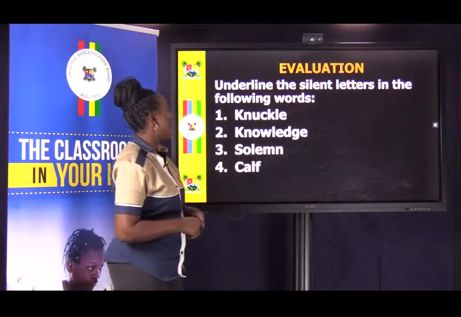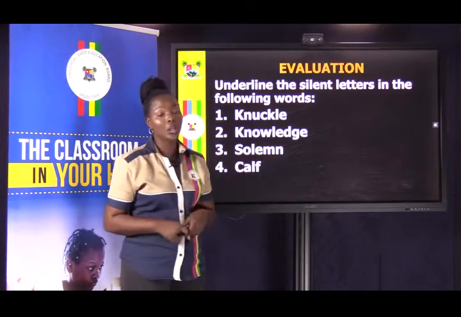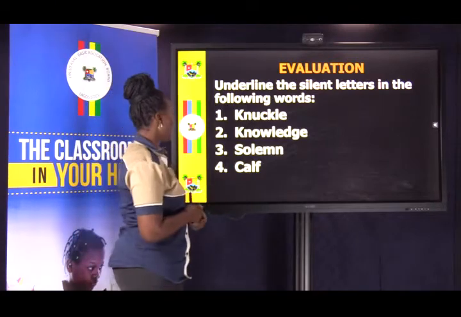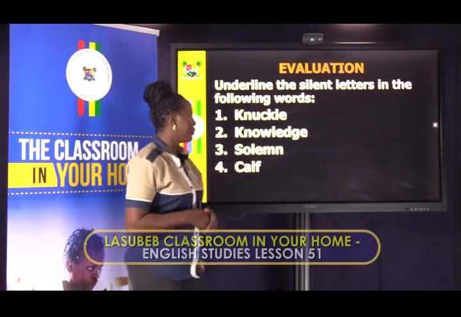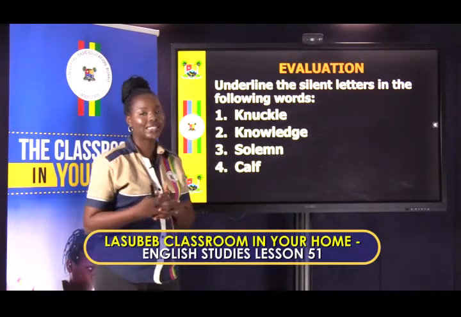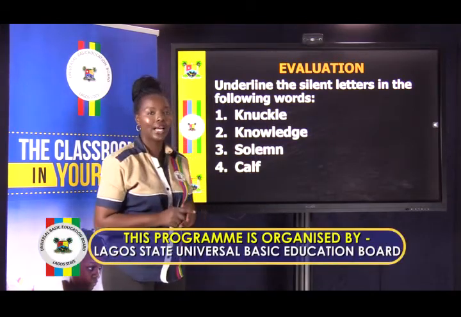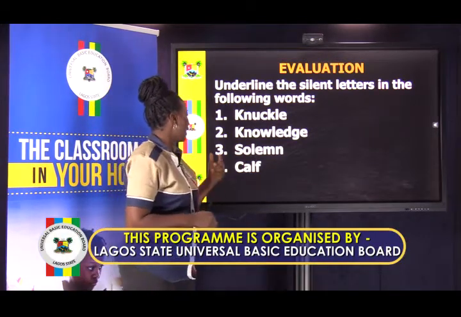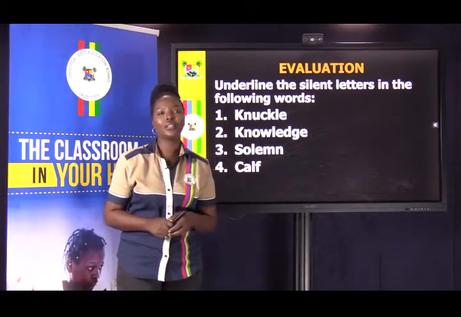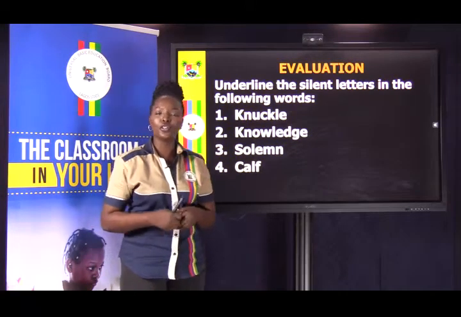Number 1, knuckle. Okay, you underline the letter that is silent in that word. 2, knowledge. Which of the letters is silent? 3, solemn. That is solemn. And number 4, calf. Baby calf, which of the letters is silent? I'll be giving you a few minutes and I'll be back.